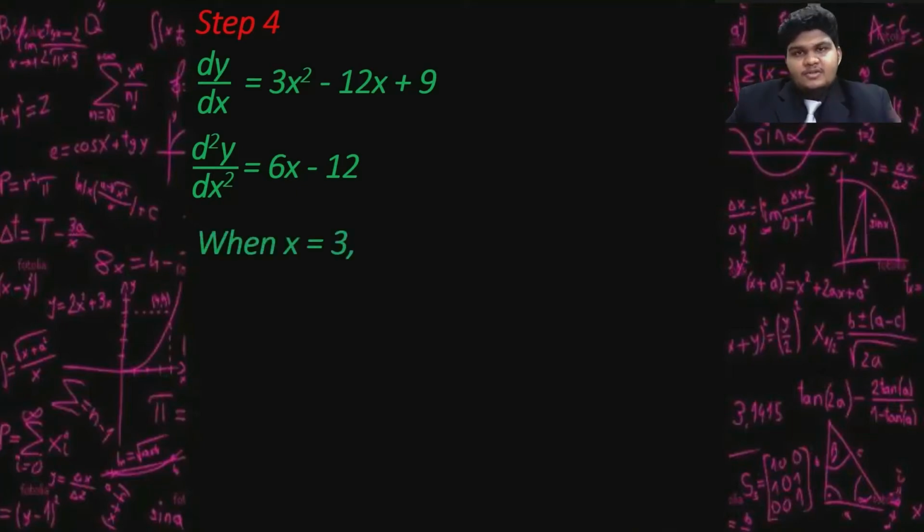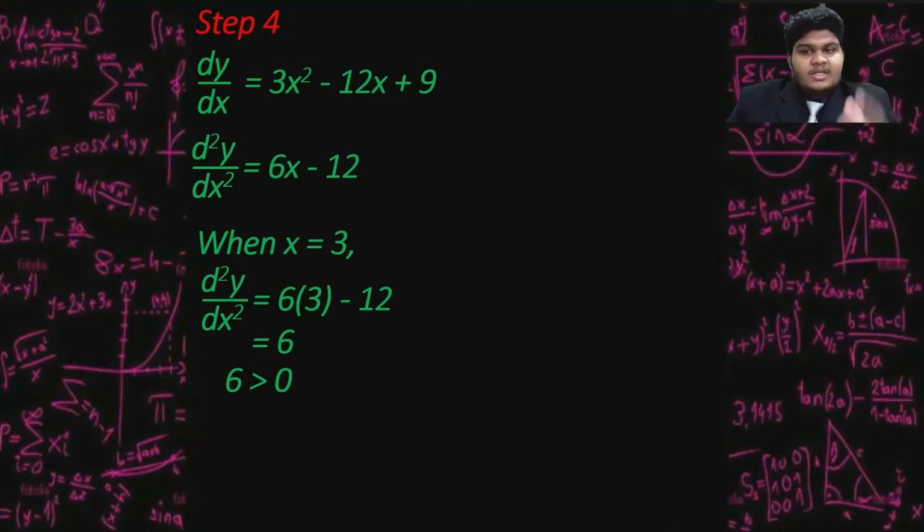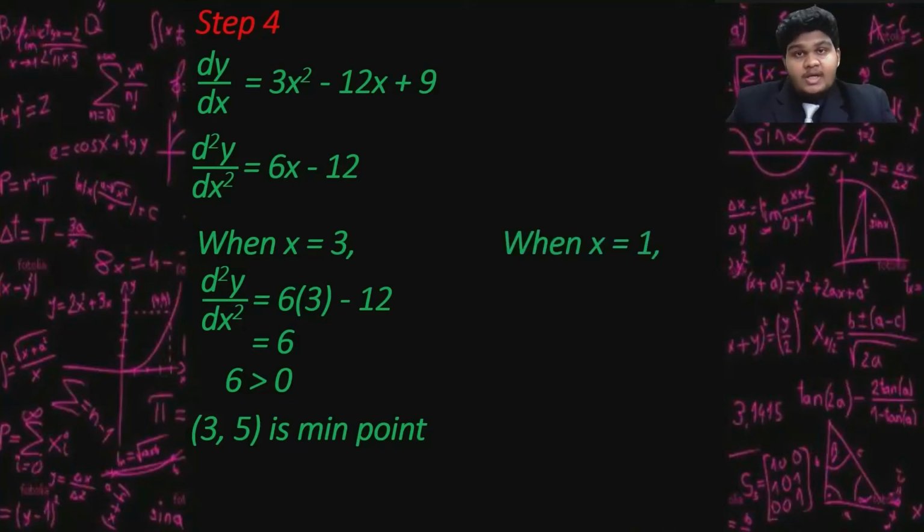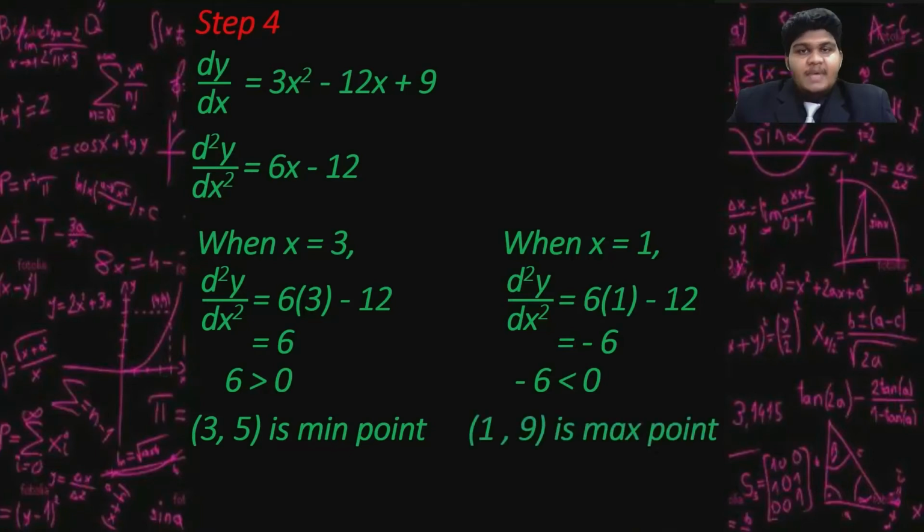When x equals 3 and we substitute into the second derivative, we will get the answer 6. Since 6 is more than 0, we know that this point is a minimum point. So a minimum point gives us a smile face graph. When x equals 1 and we substitute it into 6x minus 12, we will get the answer negative 6. Since negative 6 is less than 0, this point is a maximum point, and a maximum point gives a sad face graph.